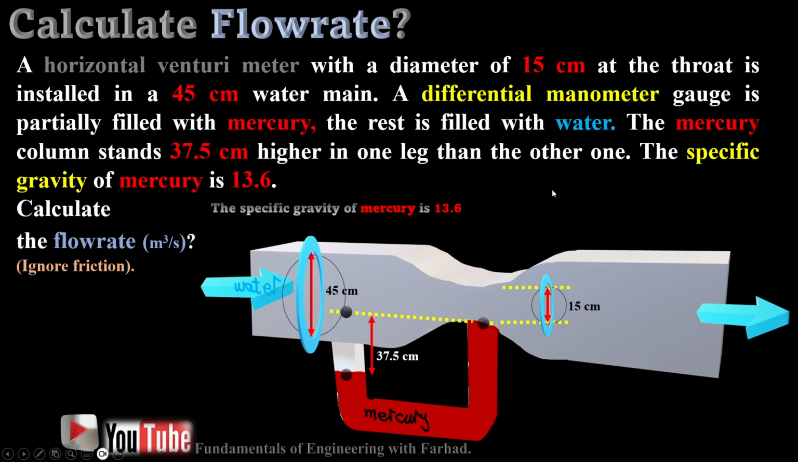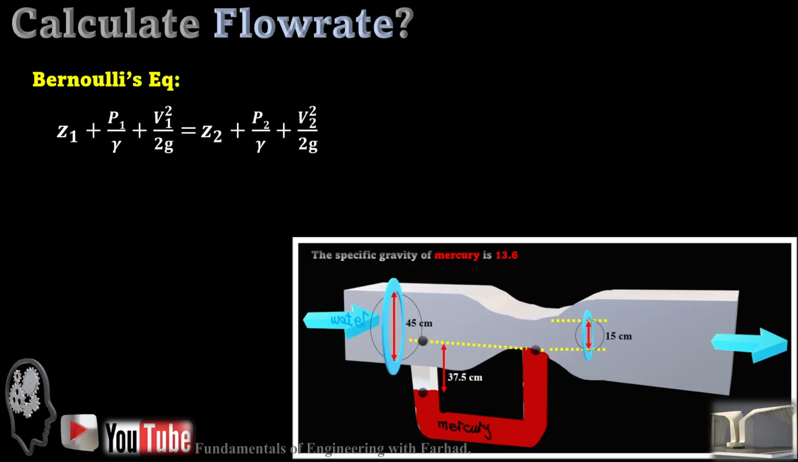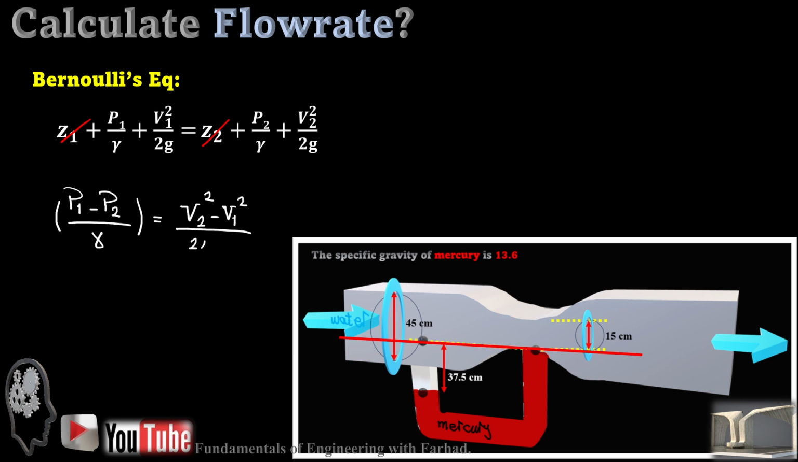Let's start our problem. To solve this problem, we start with Bernoulli's equation, which says this term for cross-section 1 should be equal to the same term for cross-section 2: Z1 plus P1 over gamma plus V1 squared over 2g equals the same term for cross-section 2. Because points 1 and 2 stand at the same elevation, Z1 and Z2 cancel out from our equation, and then we can rearrange it.